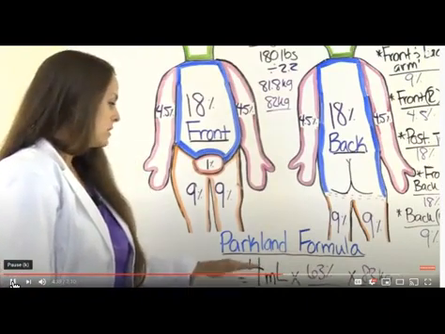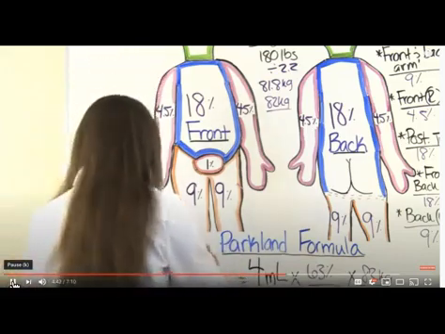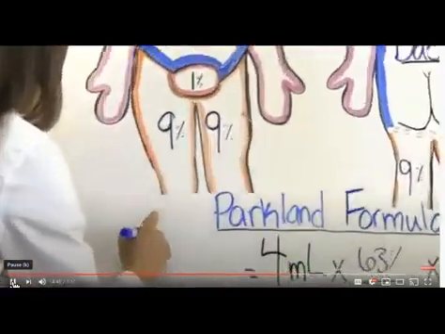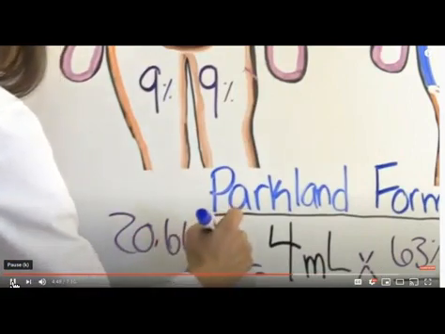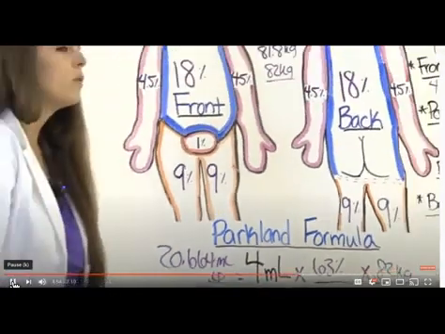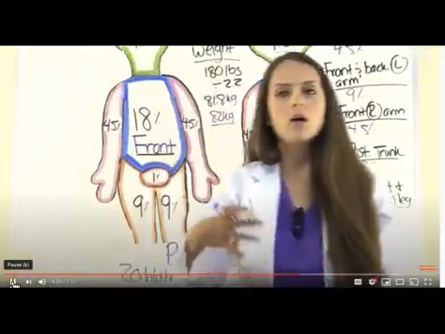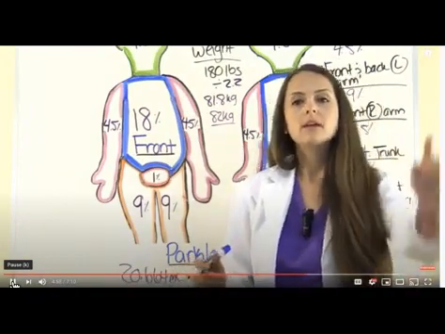Now what we've got to do is multiply, and we'll get our total volume of LR that we need. So 4 times 63 times 82 equals 20,664. That's our total volume that needs to go in of LR. Now, our problem wants to know how we're going to run this fluid over the next 24 hours. And what's the key with it?